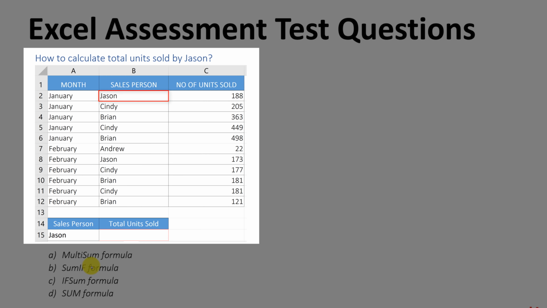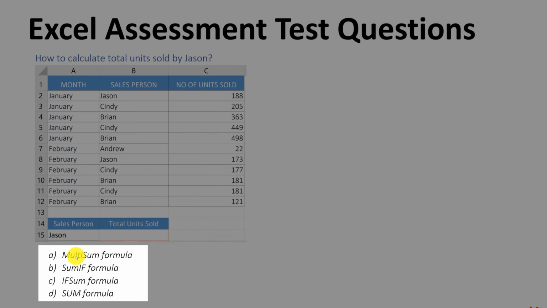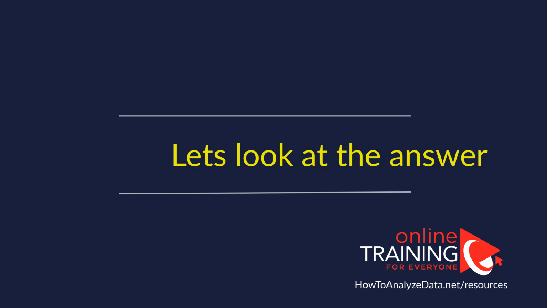And the question is, what would you use? How can you find out the total number of units sold for Jason? And the presented choices are multi-sum, sum if function, if sum function, or sum formula. Which one would you use?